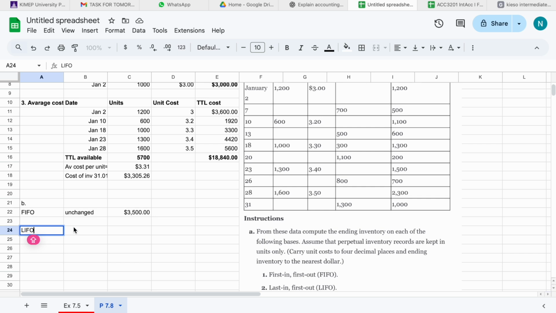Last in, first out. The amount will differ because under perpetual LIFO cost layers change as withdrawals occur, and sometimes this causes partial liquidation of other layers. For the average cost, it will also differ because a new average cost would be computed each time a withdrawal was made instead of only once for all items.